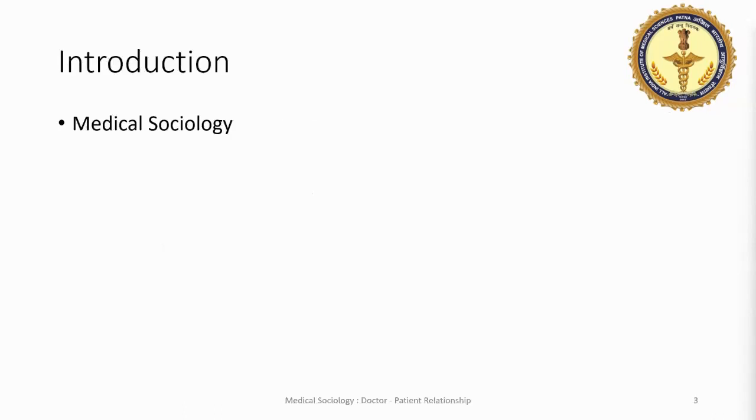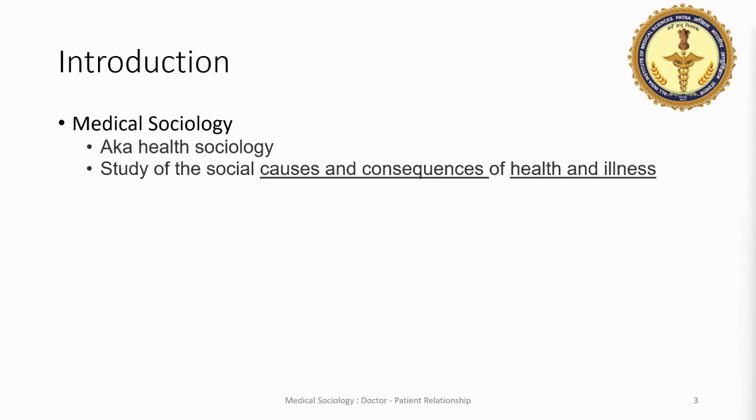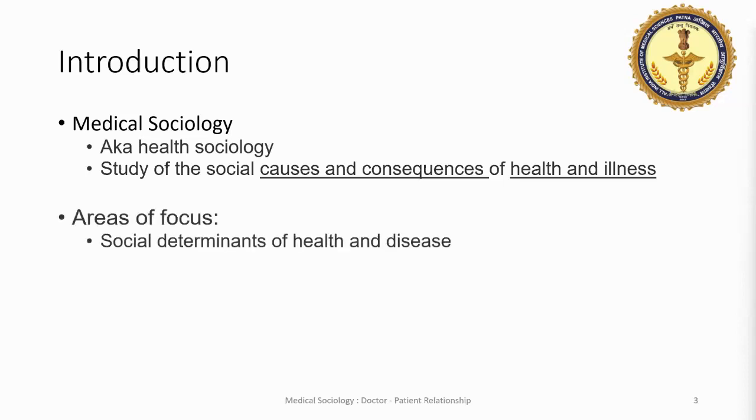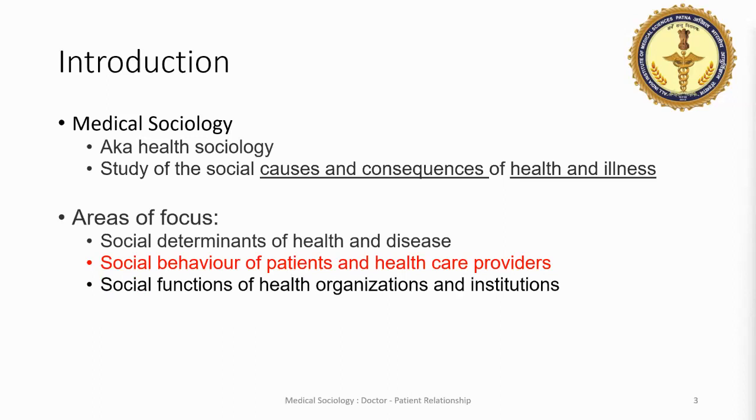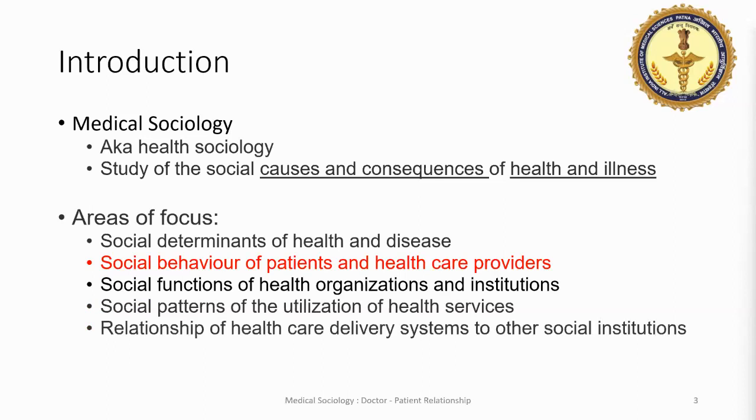So, first, let's see what is meant by medical sociology. The other name for medical sociology is health sociology. Medical sociology is nothing but the study of social causes and consequences of health and illnesses. The areas of focus under medical sociology are social determinants of health and diseases, social behavior of patients and healthcare providers, social functions of health organizations and institutions, social patterns of utilization of services, relationship of healthcare delivery system to other social institutions, and social policies towards health.